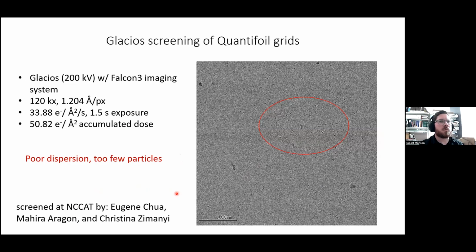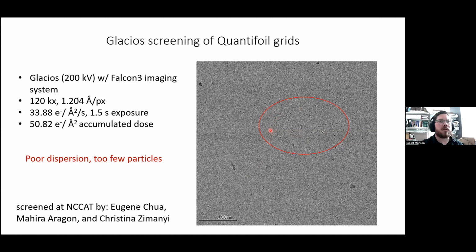So this is one of the first micrographs that came from the Glacios screening on Quantifoil grids at 0.5 mg per mL. And you can see that, well, you probably can't see because the particles are so small. They're very difficult to see. There's probably one for sure right there. But really, it was looking pretty bad at first.